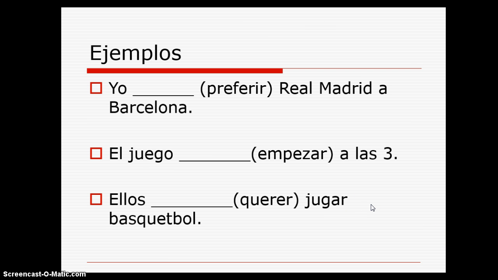Okay, unos ejemplos. Let's see if you guys can fill these in. Yo, what's the correct conjugation? Preferir. Real Madrid a Barcelona. El juego, game, and ellos. Now remember that querer is a special case, as is preferir. Anytime we talk about what we want, prefer, etc., we can always put an infinitive after it. So in here we have jugar. You can do that with empezar as well, by the way, but you have to put a after empezar. Entonces, empieza a jugar. He's starting to play.